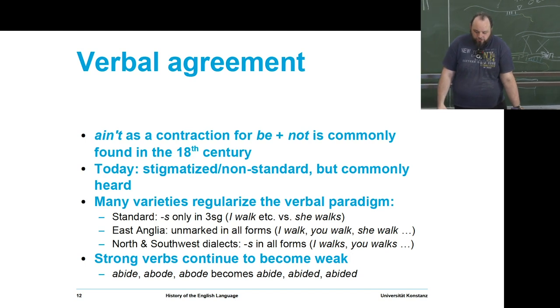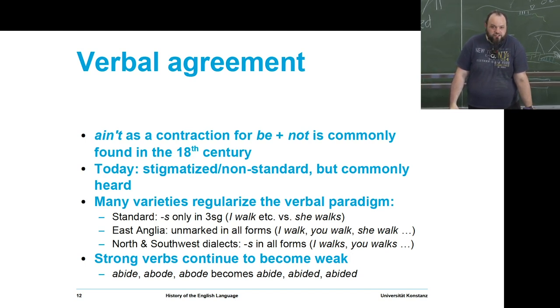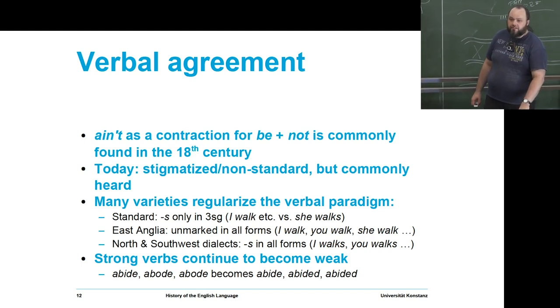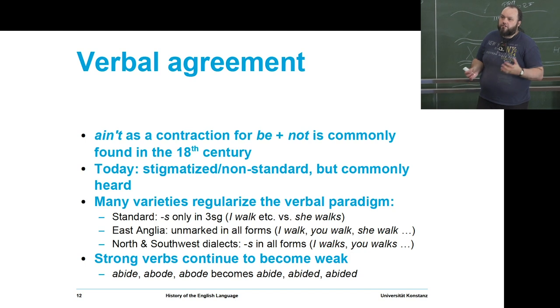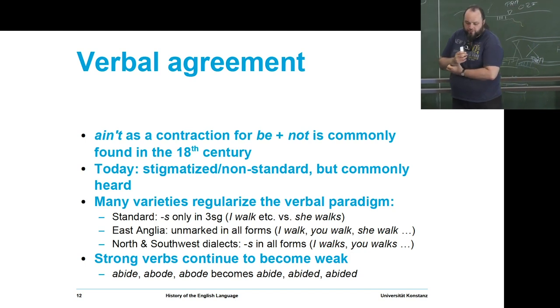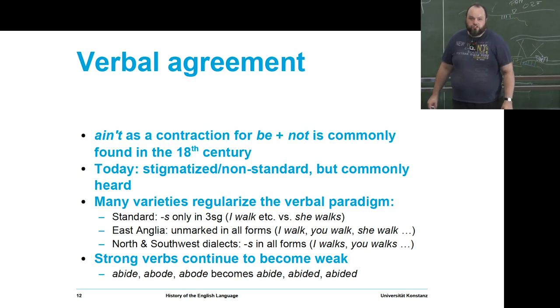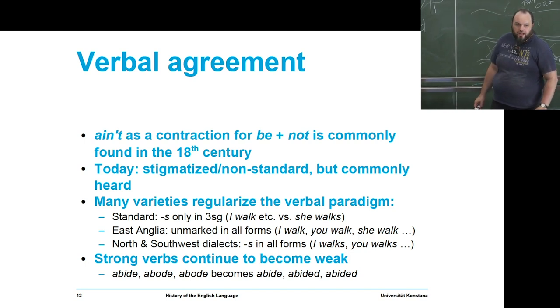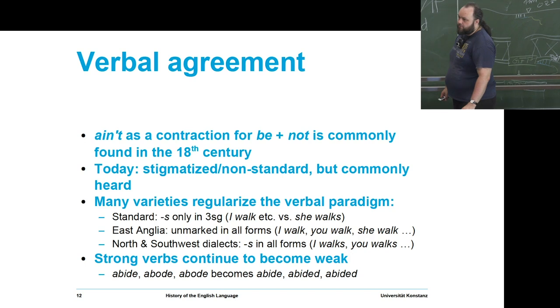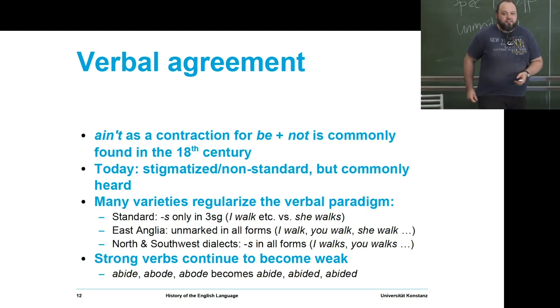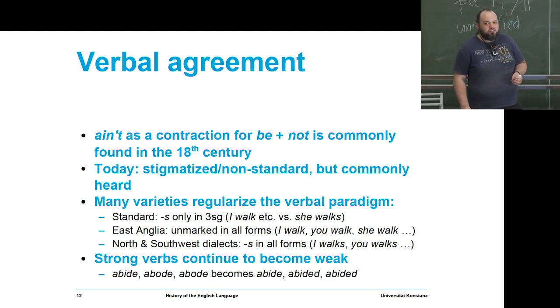The other thing that happens that's crucial during this period is that strong verbs continue to become weak. And this is a development that has accompanied us throughout the entire history of the language. So we have things like a verb like abide, which means to live or to endure. This verb, the past tense used to be abode, but this becomes regularized to abided in both the past participle and the finite past form. And this is true of many other verbs as well. So you get this development where strong verbs continue to get weakened. Occasionally, the opposite happens, but the common direction of movement from Old English up until the present day is from strong to weak.